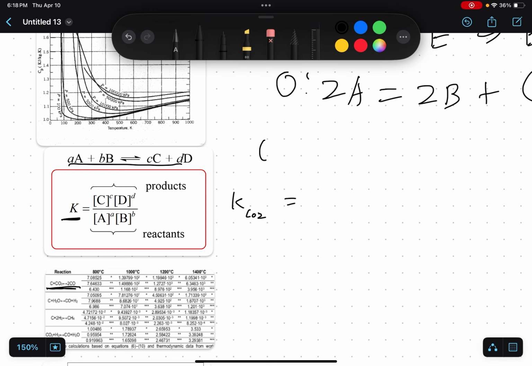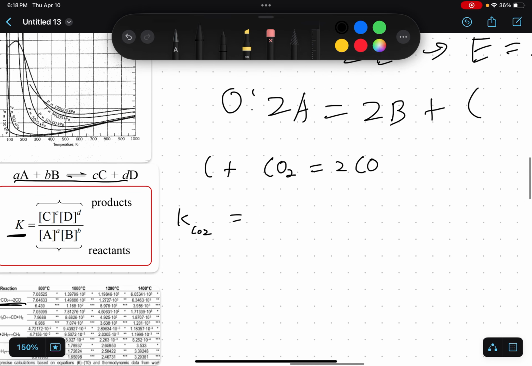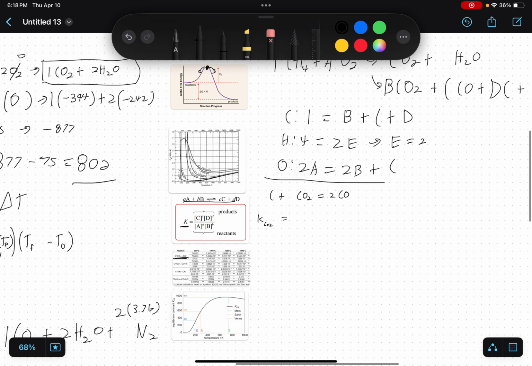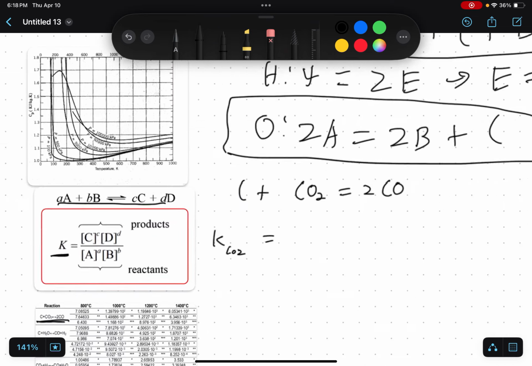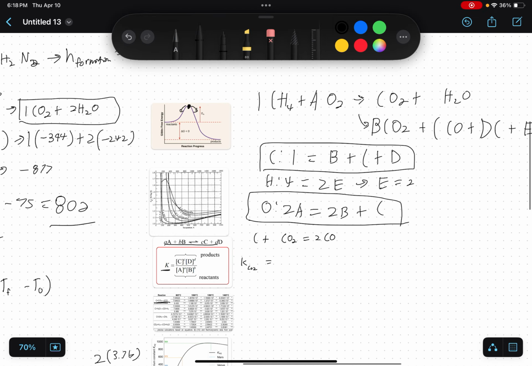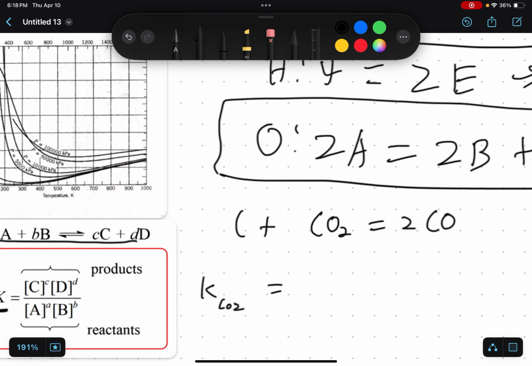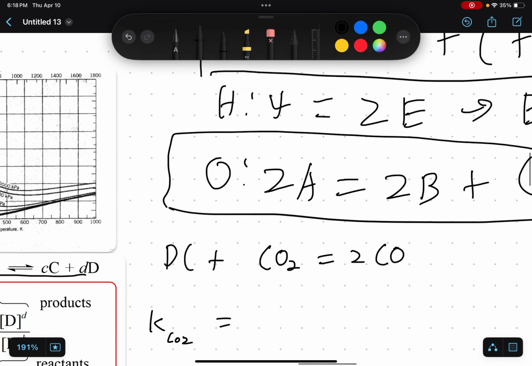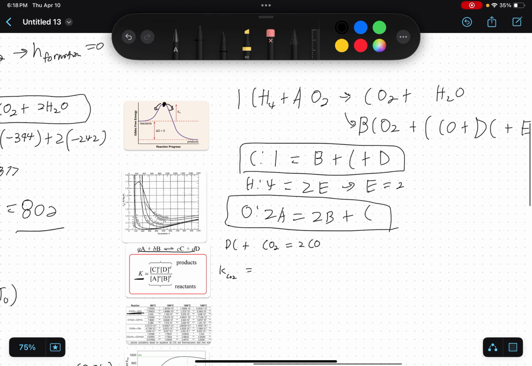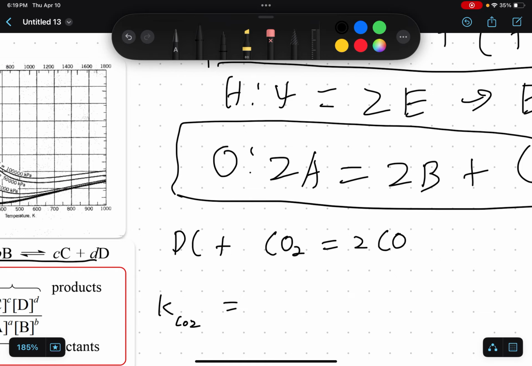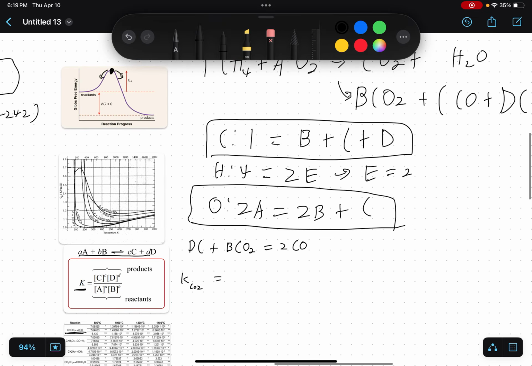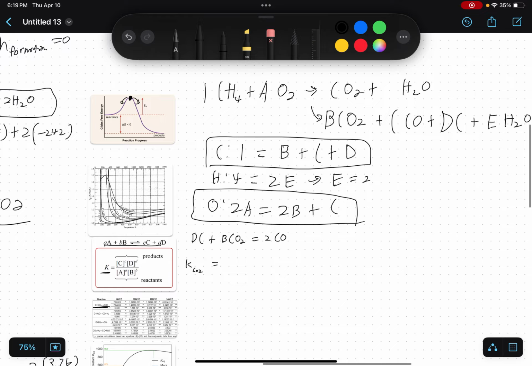Let's write it out first. C plus CO2 gives 2CO. Well, okay, let me underline these or box them first. I don't want to mix my stuff up. All right, so for that term, C, we had D. For CO2, we had B. And for CO, we had C.